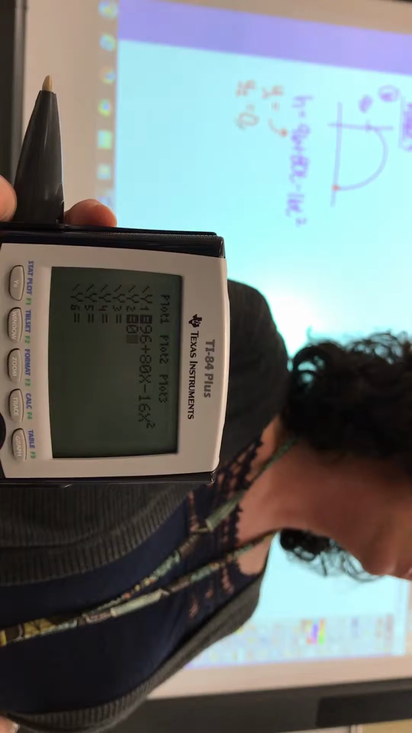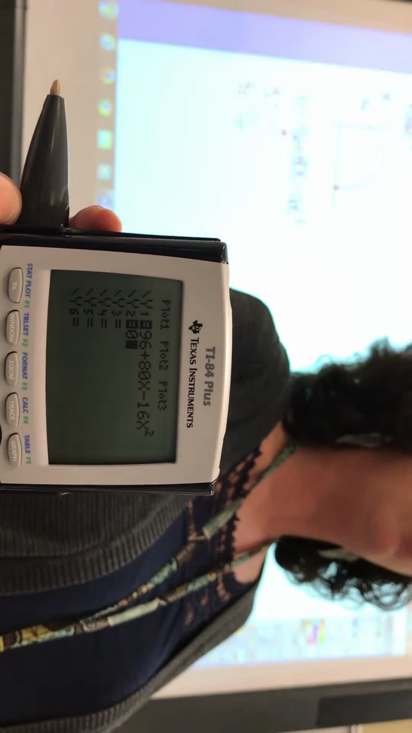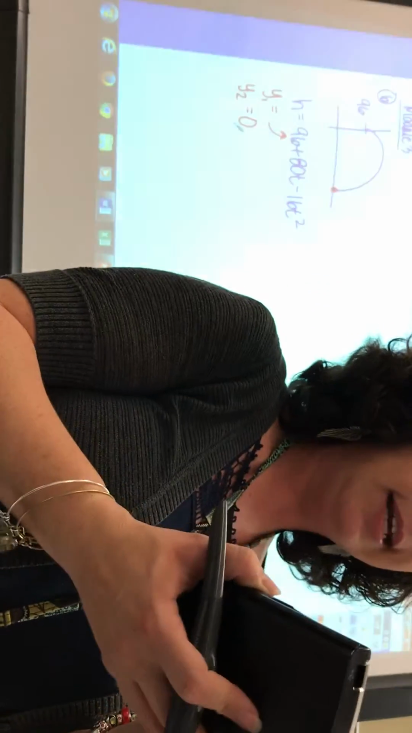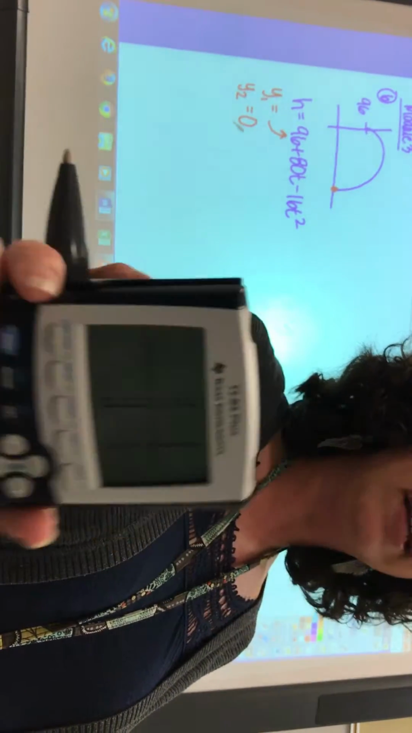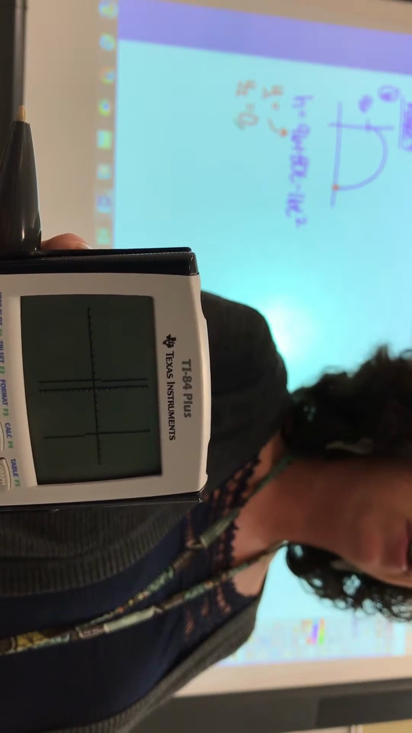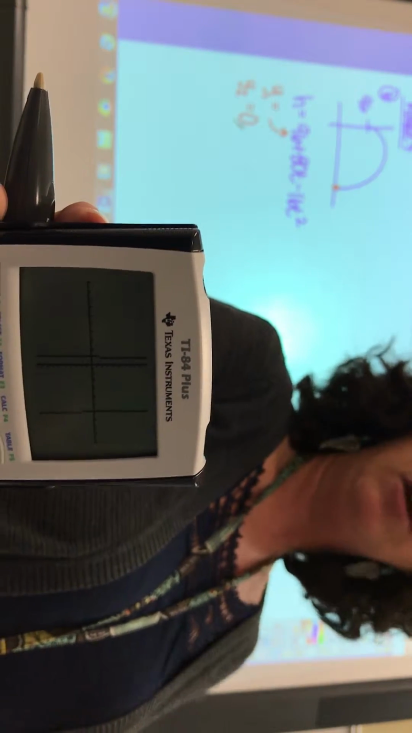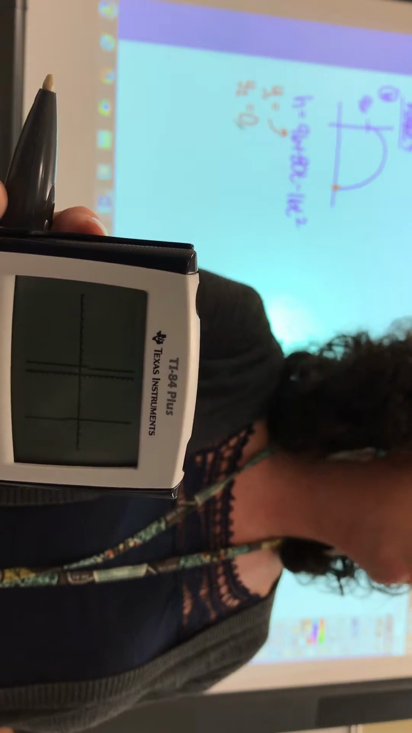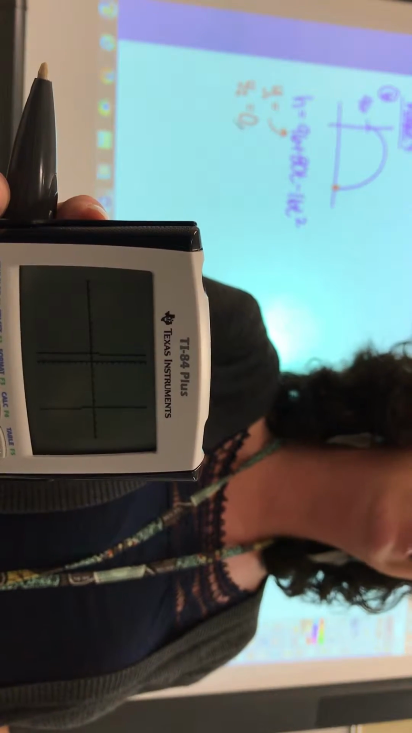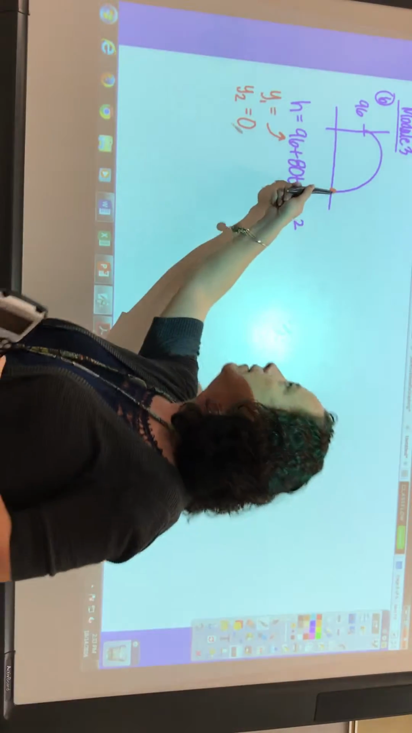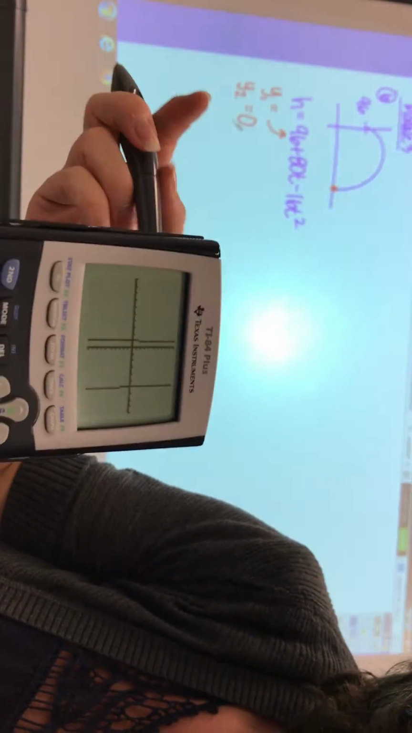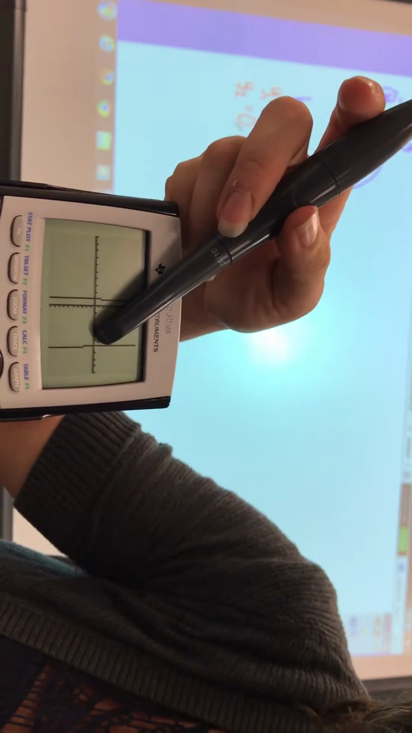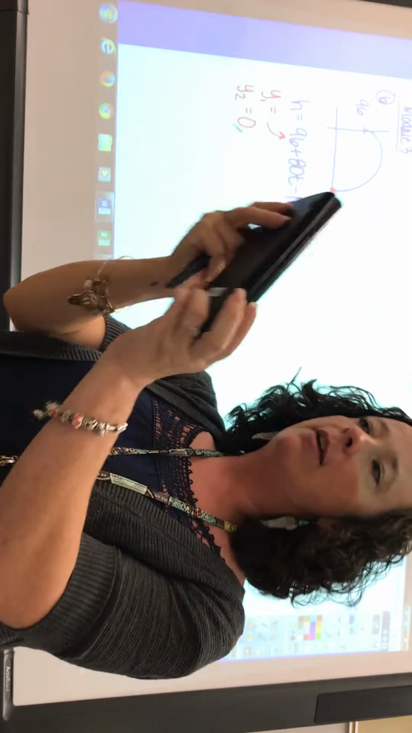I'm going to hit zoom 6 so that I'm in a standard window with all of you, and I just see what we can see. I see both sides of the parabola. Do you see where it's coming up and then coming back down? But what do we not see? We don't see the maximum, but do I need it yet? No. I need that red dot, that intersection point right there.